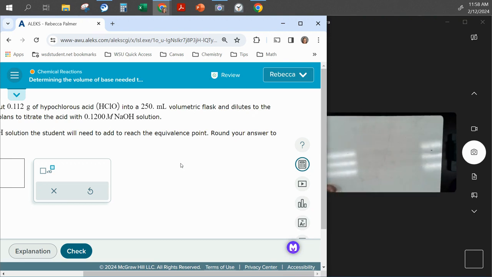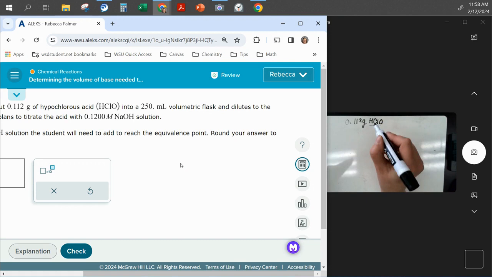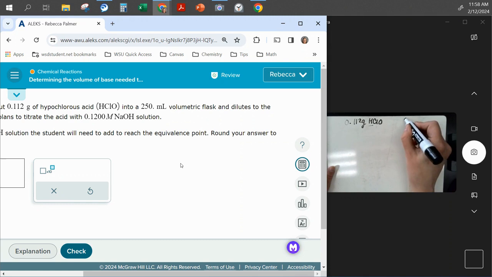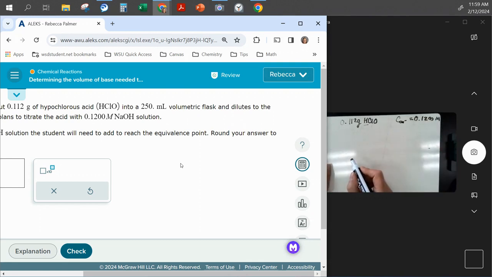We have a new acid, hypochlorous acid. The mass that they give us is 0.112 grams of hypochlorous acid. We've got our formula. This is also a monoprotic acid. We only have one hydrogen, so if we calculate the mass, we'll get one hydrogen for one acid, 1-to-1. And we have base. Our concentration of our base is 0.1200 molar sodium hydroxide.